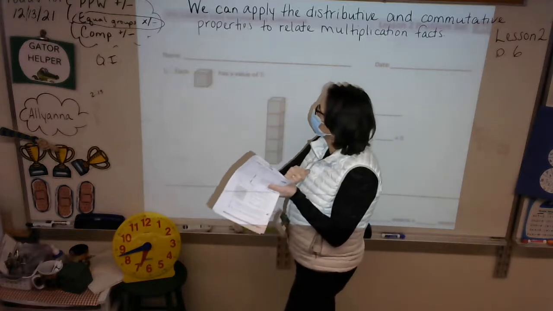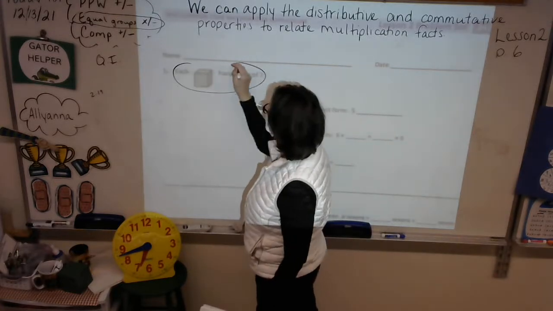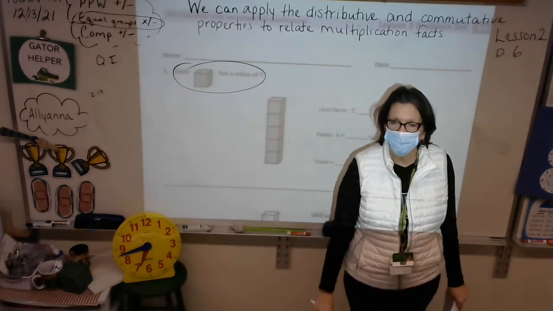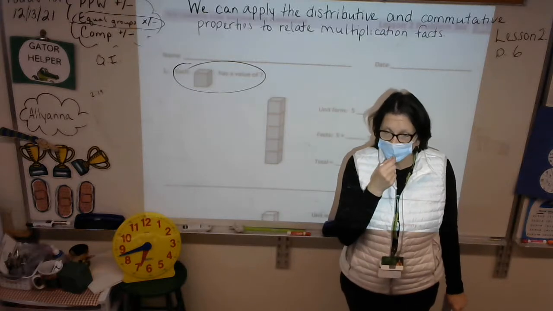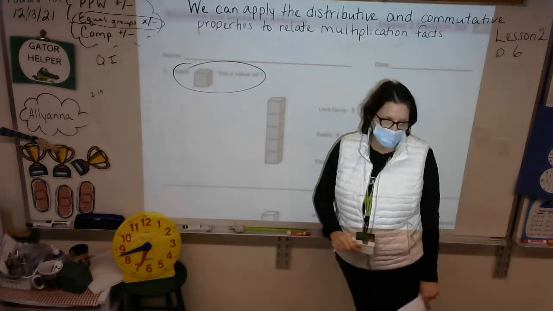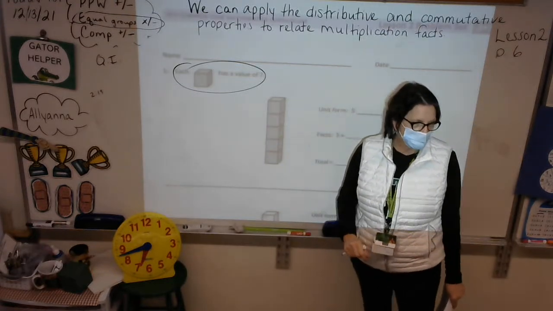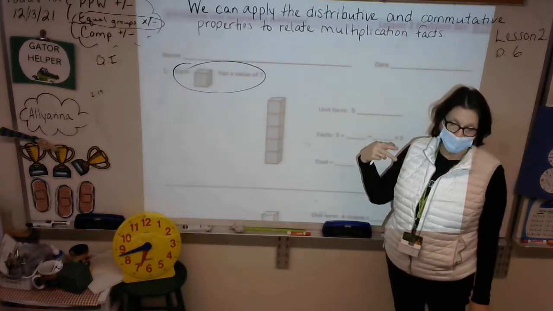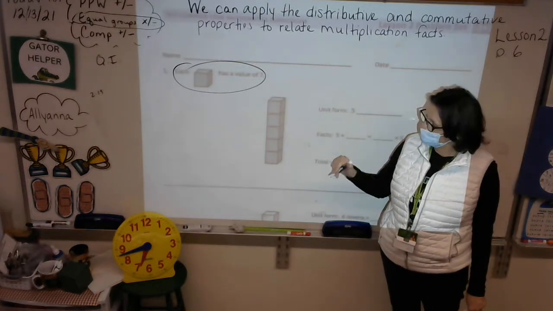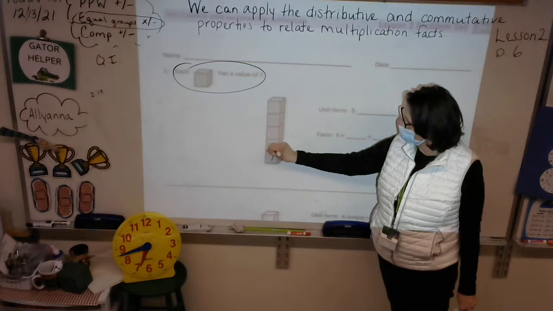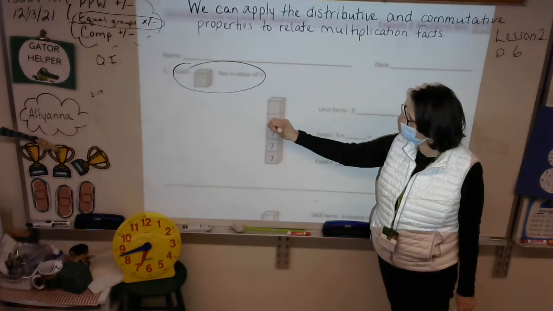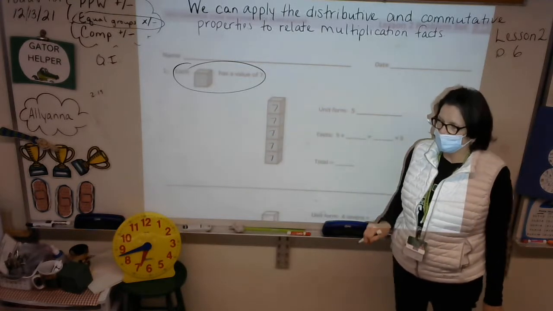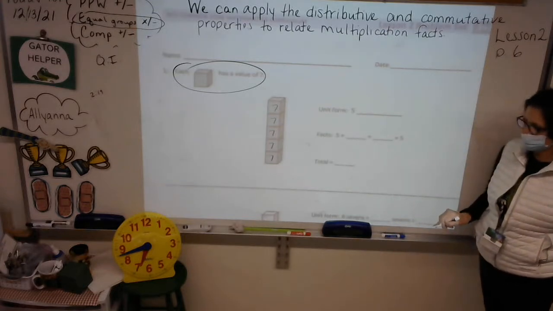So each cube has a value of 7. Let's circle that. Tommy, can you please be quiet? Thank you. So each cube has a value of 7. So you know what I'm going to do to make my picture more clear? I'm going to put a 7 in each one of those. Go ahead and do that. Put a 7 in each one.